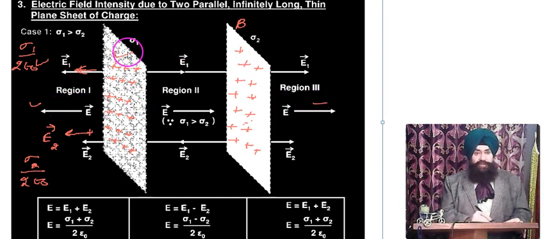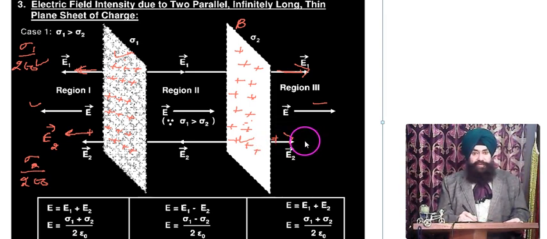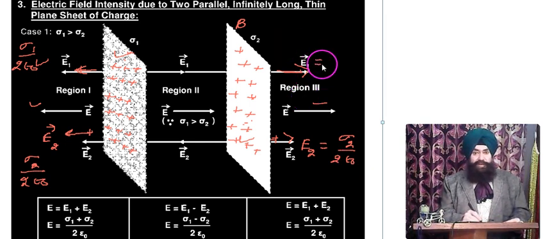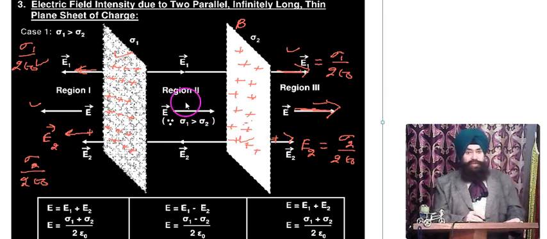Now coming to this region, because of this sheet with sigma 1 charge distribution, the electric intensity will be along this side. Because of this sheet, if you put a unit positive charge, it will be repelled along this side. So this is E2, because of this sheet, sigma 2 upon 2 epsilon naught. E1 means sigma 1 upon 2 epsilon naught. Again both are along the same direction. Total intensity becomes the sum of the two.